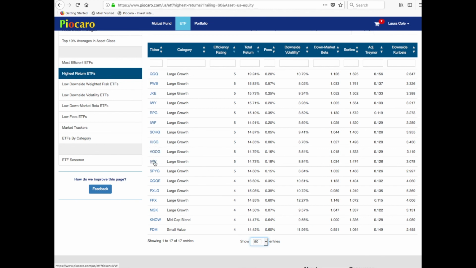You can access detailed information on each fund. Each has a dedicated page. So, in the next video, we'll select an ETF to investigate more closely.